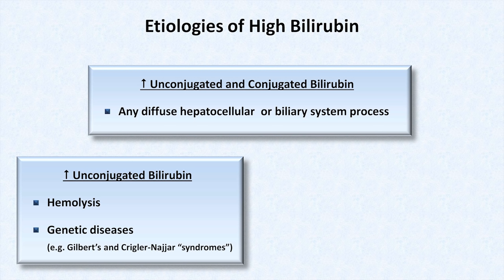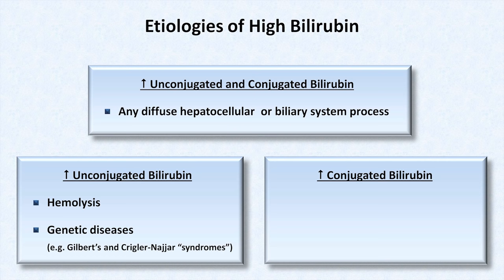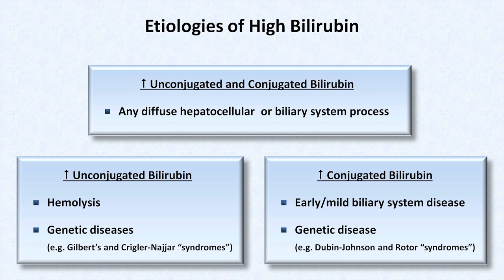I put syndrome in quotation marks here because although they are referred to as syndromes in the medical literature, the actual genetics and biochemistry of these disorders are well established, and their manifestations are so focused, it doesn't make sense to me to refer to them as syndromes at all. An isolated increase of conjugated bilirubin can be seen in early or mild biliary disease, as well as in two other genetic conditions, the Dubin-Johnson and Rotor syndromes, the latter of which can also be associated with a concurrent increase in unconjugated bilirubin, but to a lesser extent than conjugated.